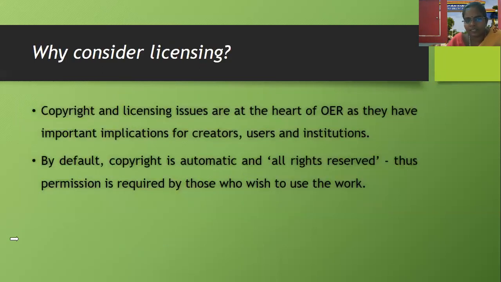Why consider licensing? Copyright and licensing issues are at the heart of OER, as they have important implications for creators, users, and institutions. By default, copyright is automatic and all rights are reserved. Thus, permission is required by those who wish to use the work.